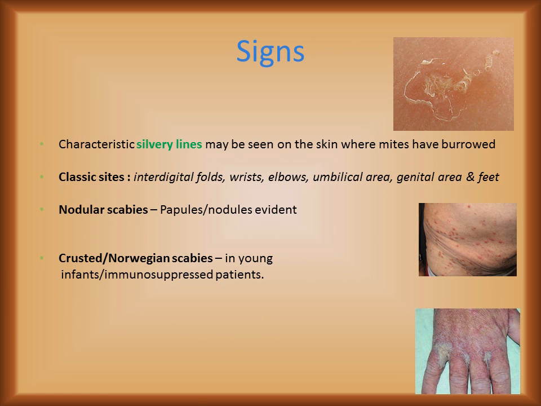Signs. Characteristic silvery lines may be seen on the skin where mites have burrowed. Classic sites include the interdigital folds, wrists, elbows, umbilical area, genital area and feet. Apart from the classic scabies, there are also nodular and crusted or Norwegian scabies. Nodular scabies manifests as papules or nodules. Crusted or Norwegian scabies is usually found in young infants or immunosuppressed patients. Widespread infestation can cause a hyperkeratotic and crusted rash.